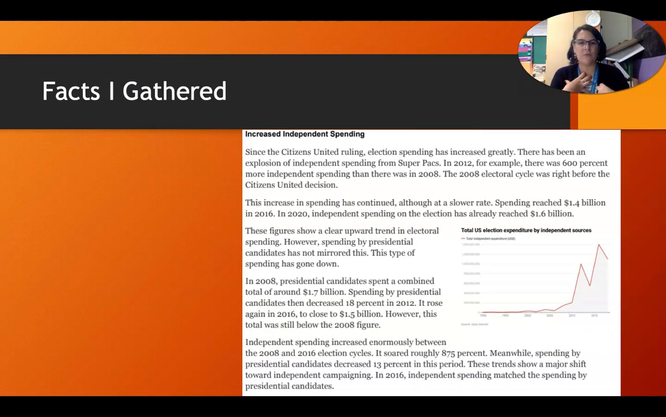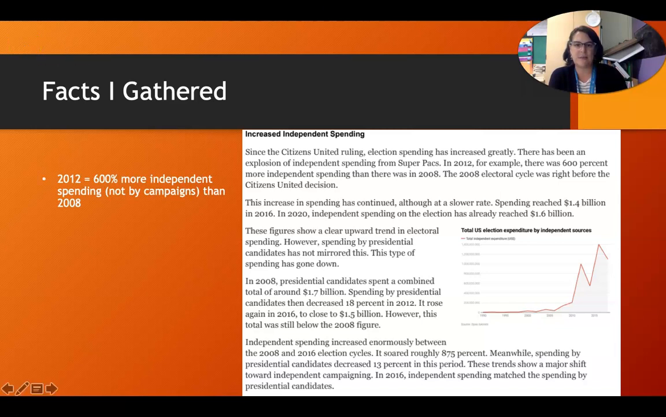So I went through and I read the whole thing, and I saw a few different details. For instance, up here in the first paragraph, I noticed that in 2012 there was 600% more independent spending than 2008. I went back and tried to make sure I understood what independent spending was, and that was basically people or a group outside of the actual campaign spending money on advertising and campaigning. So that 600% is a huge increase, so that was a fact I gathered.